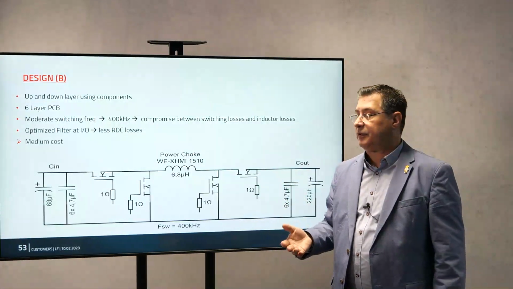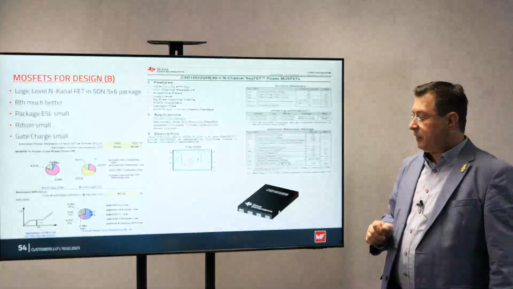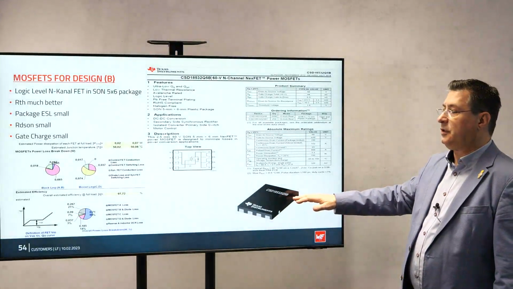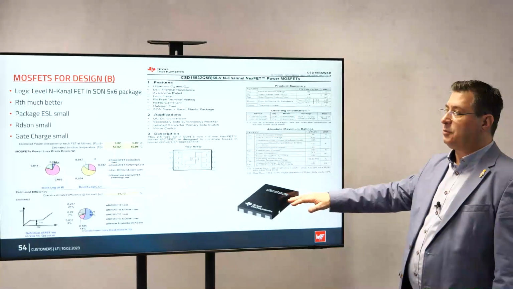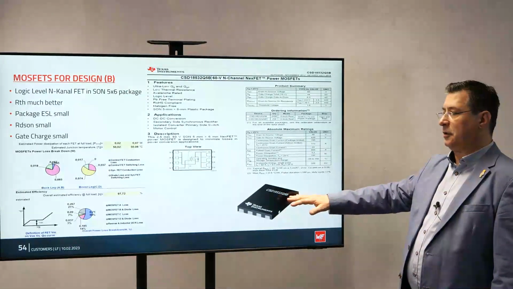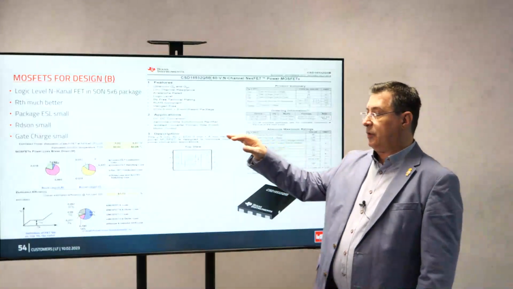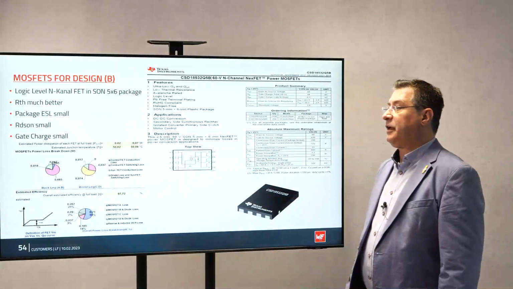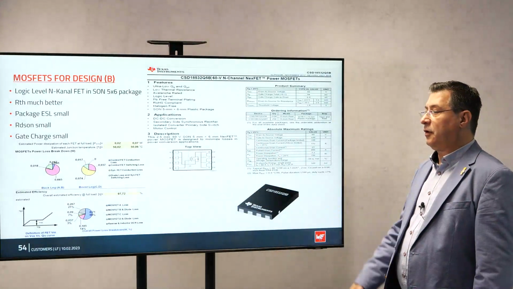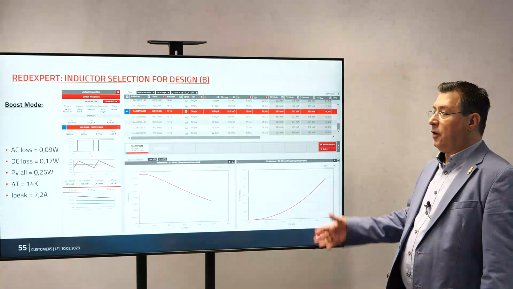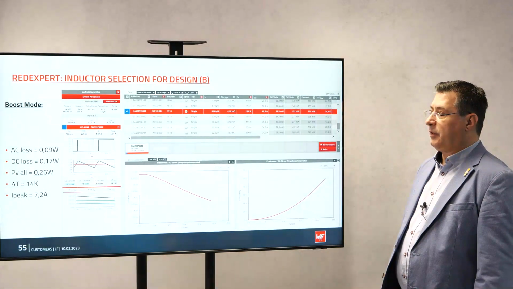It must be some benefits. For the MOSFET, he changed now to Texas Instruments. He decided for this one, he had a much better temperature connection, a very small RDS on. The RTH is much better, so he decided for this MOSFET. For boost mode, he calculated again for 400 kilohertz.